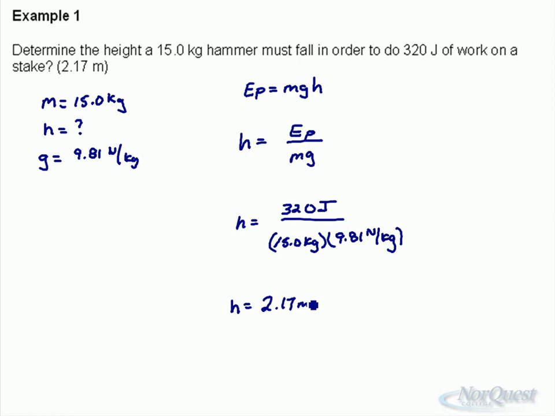When you drop it, it'll change that into kinetic energy. When it hits the stake, it'll change it back into another form of energy that'll drive the stake into the ground. That's what this example is really talking about.